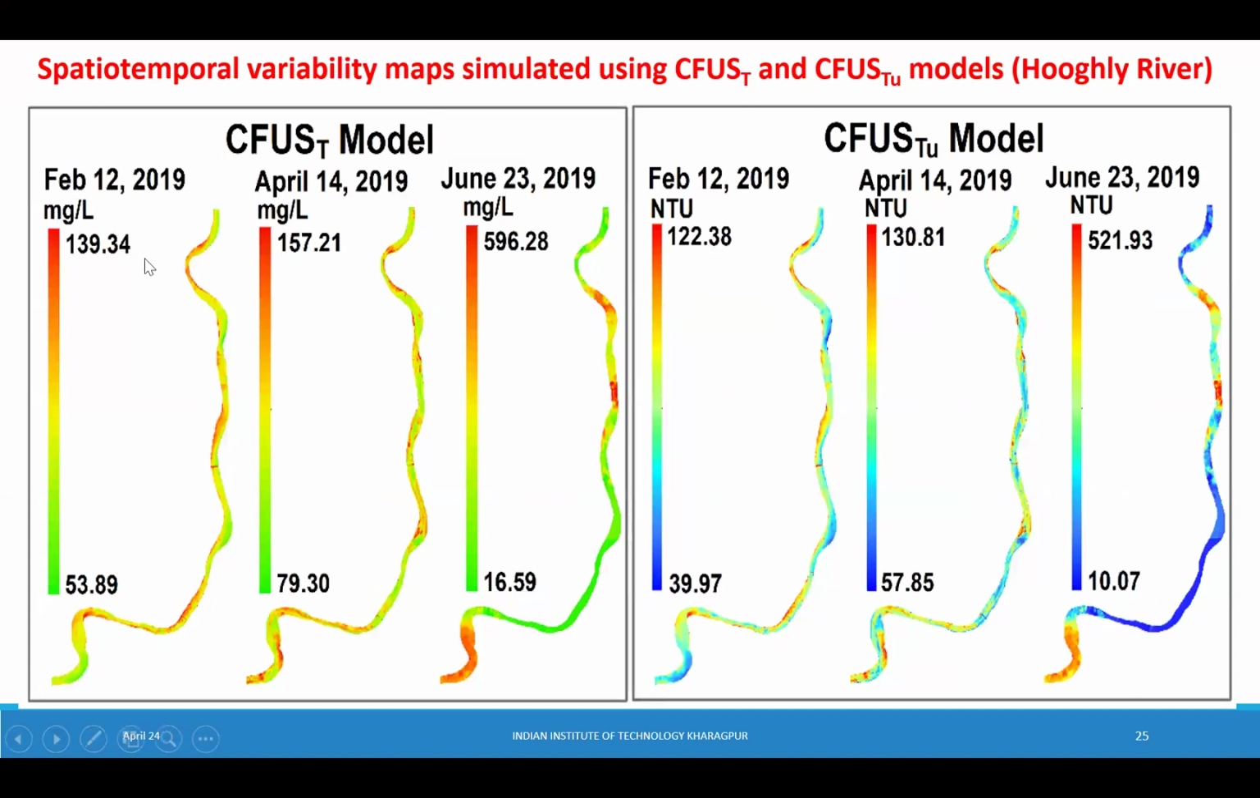So this shows how the turbidity and the TSS are varying along the reach. So by this way we can map along the river reach, how the pollution level, or maybe TSS and turbidity level, is changing or varying along the river reach.